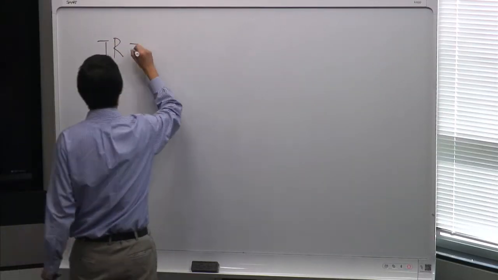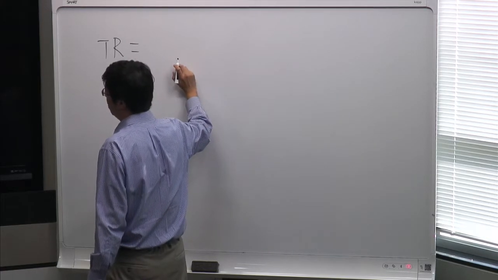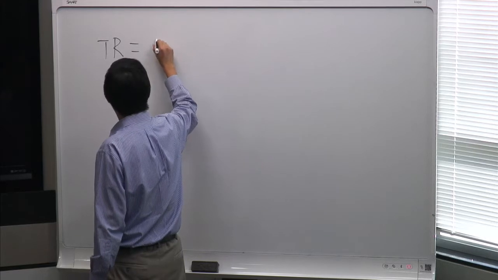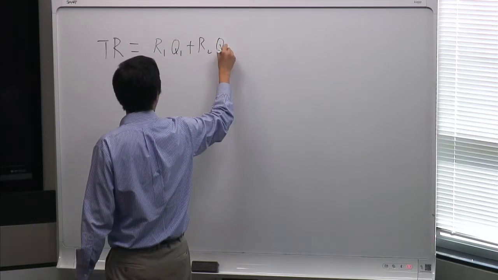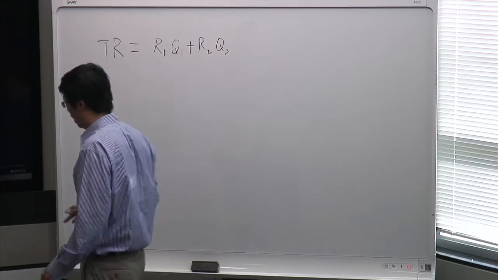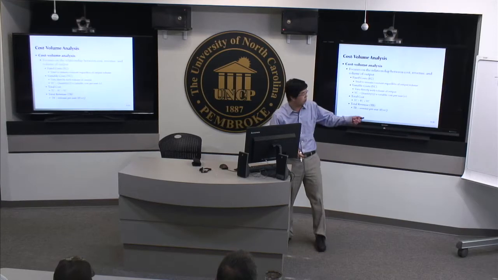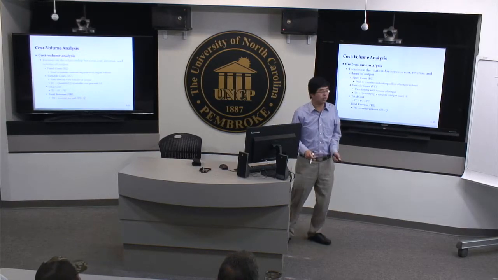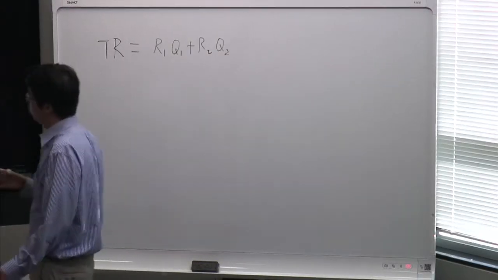Well, if we have two products, so that will be R1 times Q1 plus R2 times Q2. R1 is the revenue per unit for product 1. Q1 is the quantity for product 1. Similarly, Q2 is the quantity for product 2. Right? So you have to do the same thing for the total cost.